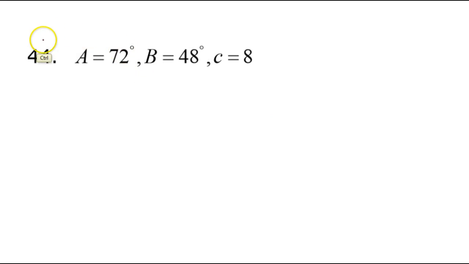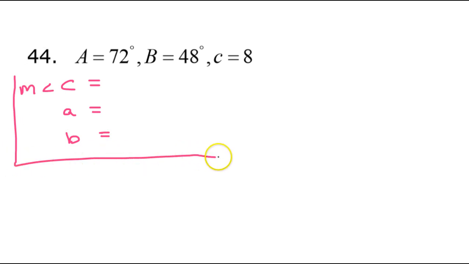For number 44, we are again given two angles and a side. So I know I'm going to use the law of sines again. And this is not side-side angle. It's not the ambiguous case, so I can just solve this normally. So what am I missing? I am missing the measure of angle C. I am missing side A and side B. So I need to find out what is side A and what is side B. So here is my answer box, ready to go.